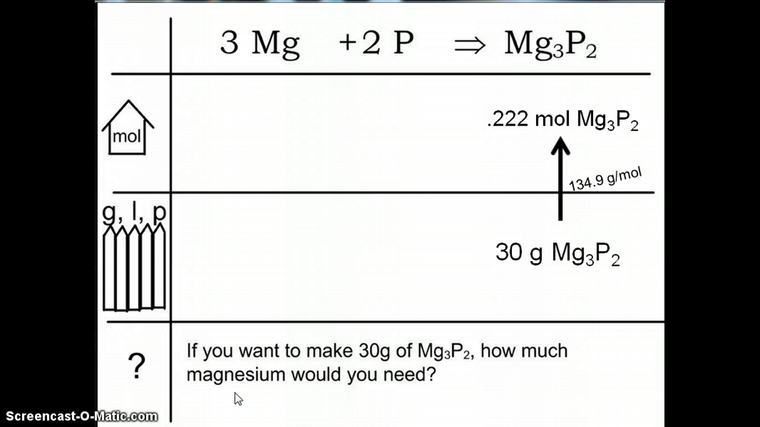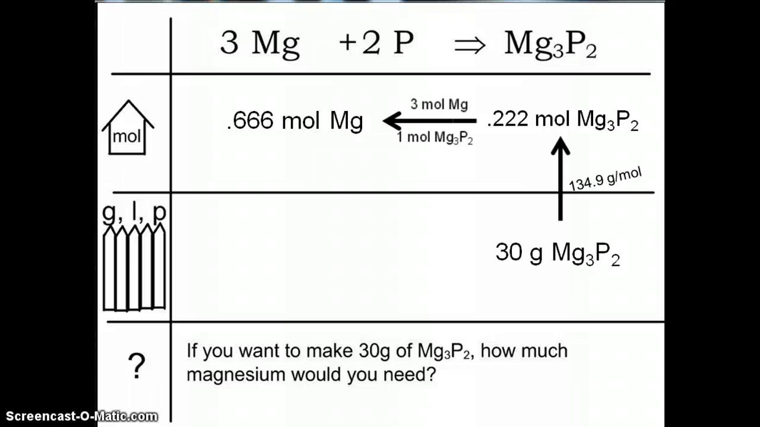We want to know how much magnesium we need, and so we can actually go, if we have 0.22 moles of magnesium phosphide, how do we get to the amount of magnesium that we need? Well, you know that 3 moles of magnesium will make 1 mole of magnesium phosphide. So that means that we can actually multiply by 3, divide by 1, and get the number of moles of magnesium that we need. That's 0.666 moles of magnesium. And so you have 0.666 moles of magnesium.